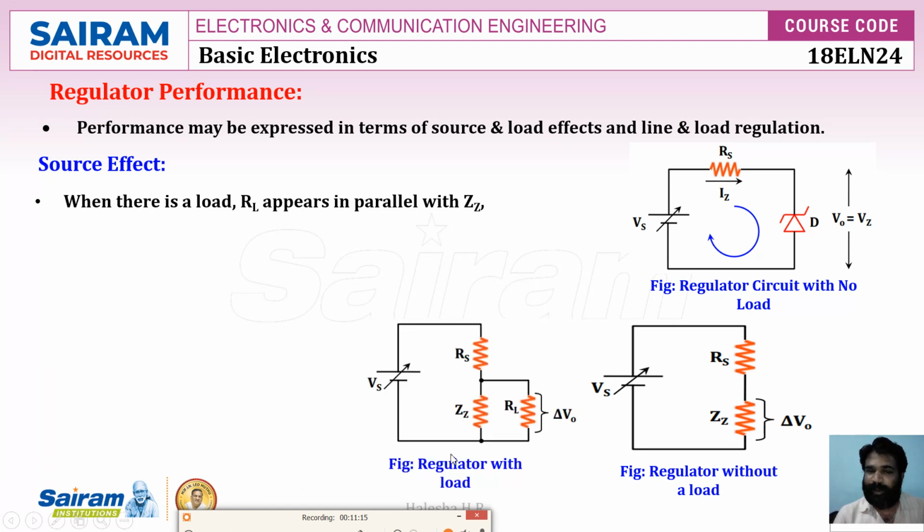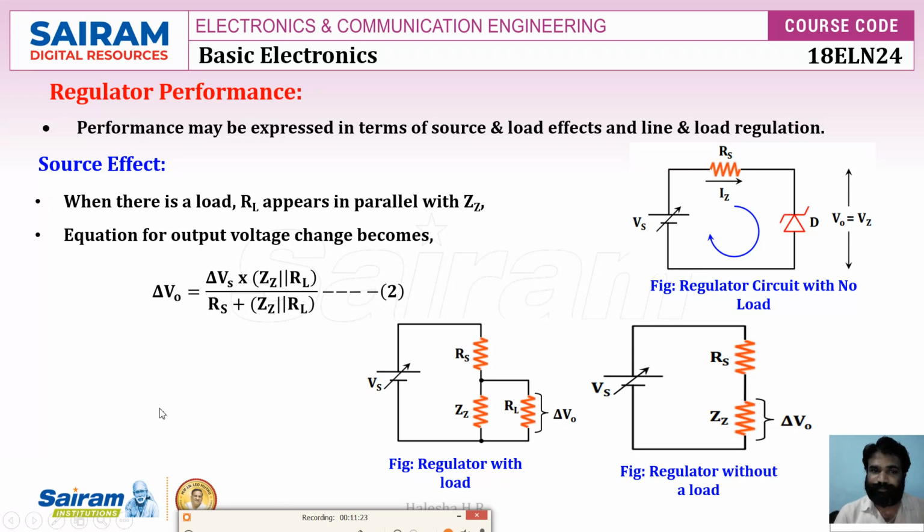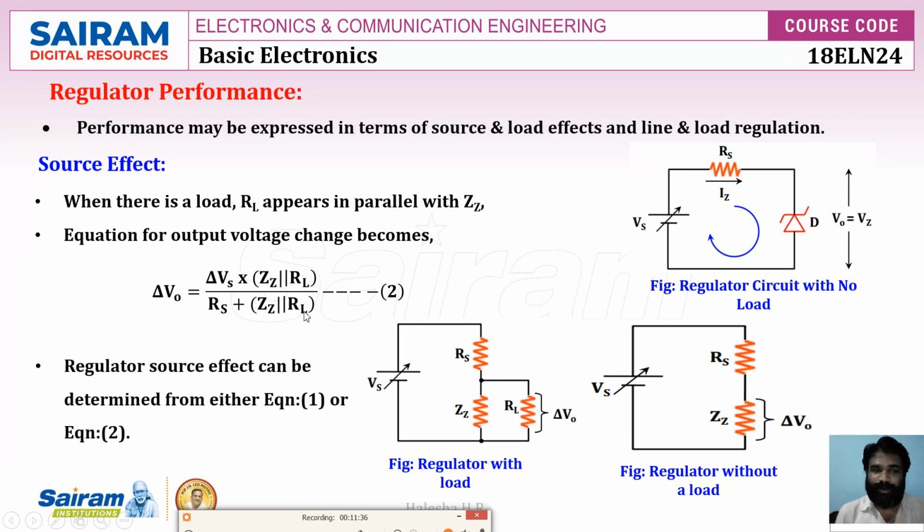Now when a load appears in parallel with ZZ, this is the circuit with the load. Again, the equation for output change is delta VS into ZZ parallel with RL, divided by the total resistance, RS plus ZZ in parallel with RL. So the source effect can be determined either from this equation or from the previous equation. This is the source effect.